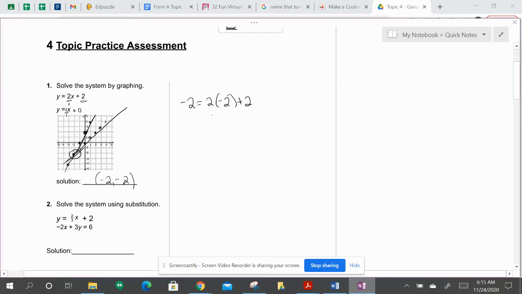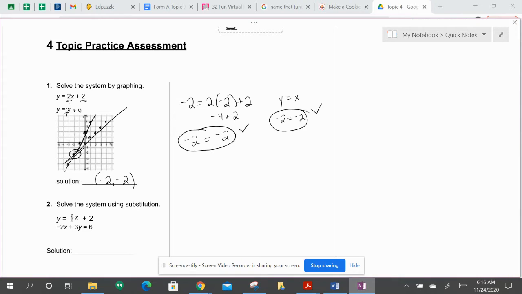So 2 times -2 is -4, plus 2. -4 plus 2 is -2, so I get an answer of -2 equals -2. Checks out in that first equation. In the second one, it was y equals x, so I'm going to say -2 equals -2. It checks out in that one, and so I can feel confident that this is the correct answer.